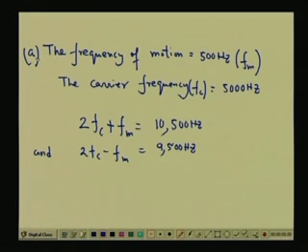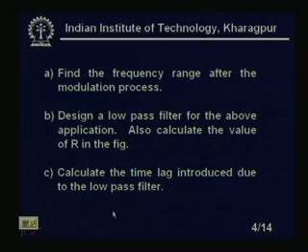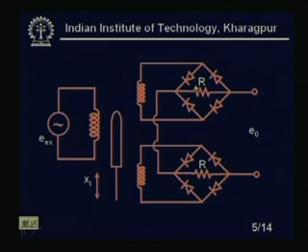Now, let us look at part B. In part B, we are asked to design a low pass filter for the above application, and also calculate the value of the resistance R of the phase sensitive demodulator circuit as shown in the figure. Let us go to the figure so it will be more clear. This is our figure. This R we have to calculate, and the low pass filter, because we need a low pass filter to get the actual signal, that is the movement, and corresponding to that, the voltage output that we will get. So, we will find that. Let us take a blank page again.